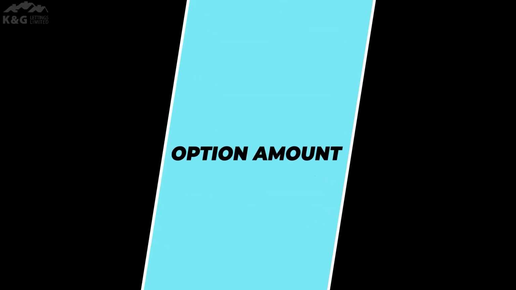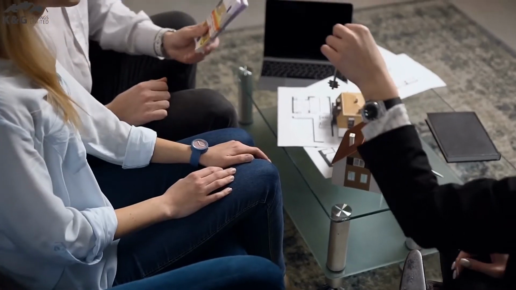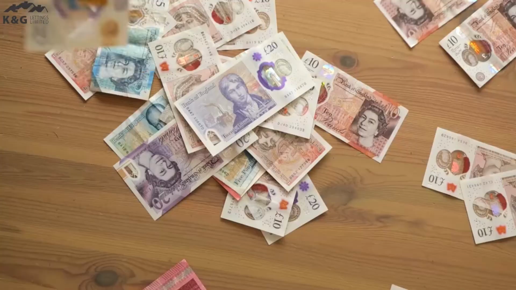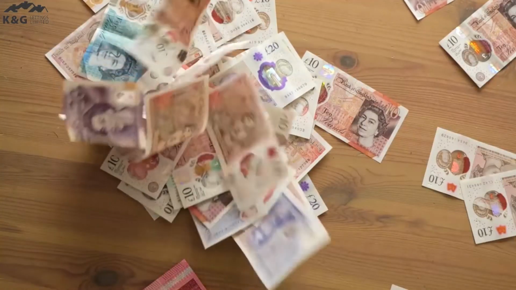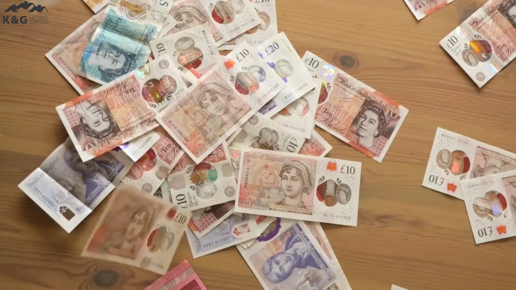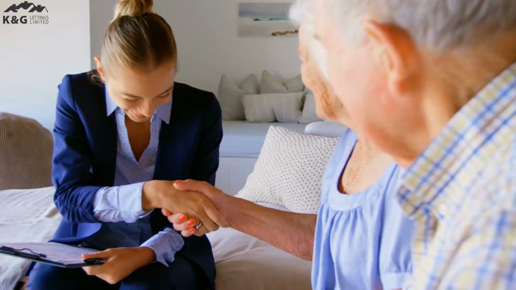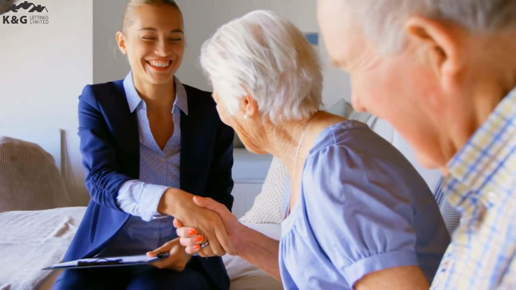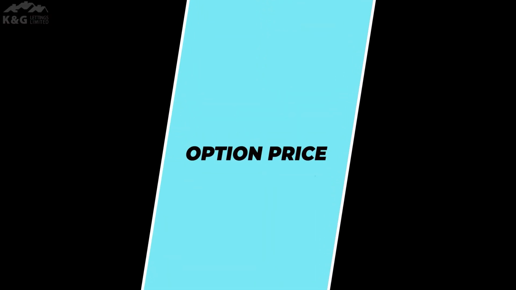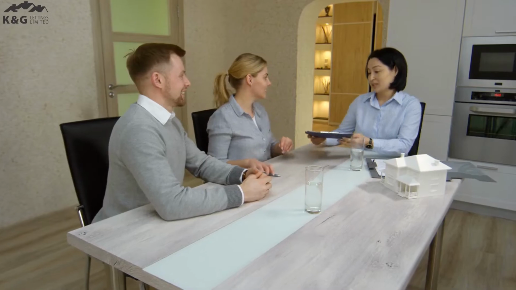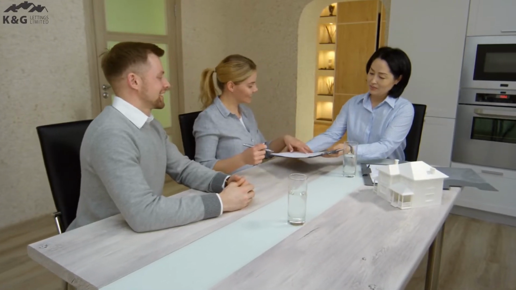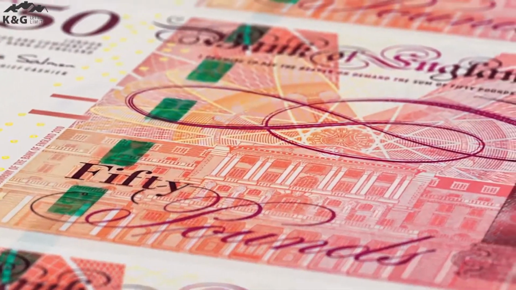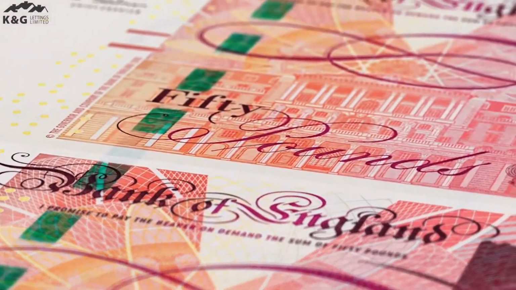Option amount: the amount of money paid to the seller for creating the option to buy the property. This can range from £1 up to thousands of pounds, depending on the property and the agreement. This is usually paid when the lease option agreement is signed. Option price: the amount agreed between the seller and the buyer for the property to which the lease option applies. This is the amount that will be paid for the property.